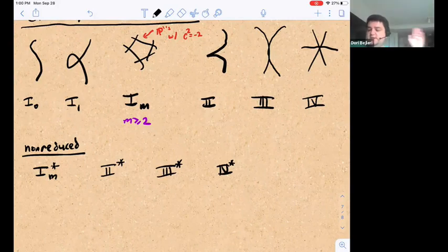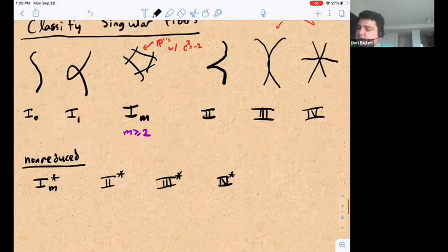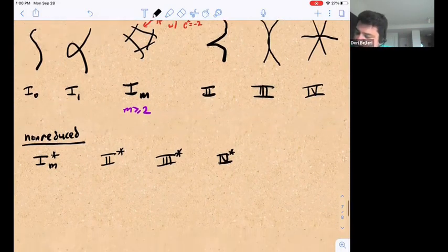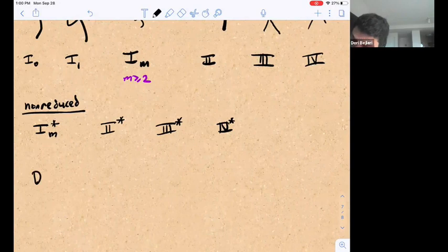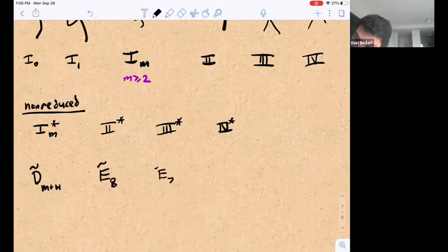So again, in all these cases, each of the curves are P1s, and they all have self-intersection -2, and the graph that describes the configuration are these Dynkin diagrams, or they're extended Dynkin diagrams. So this is D_{M+4} tilde. This is E8. This is E7, and this is E6. So you can kind of just look these up on Wikipedia. These are extended Dynkin diagrams.